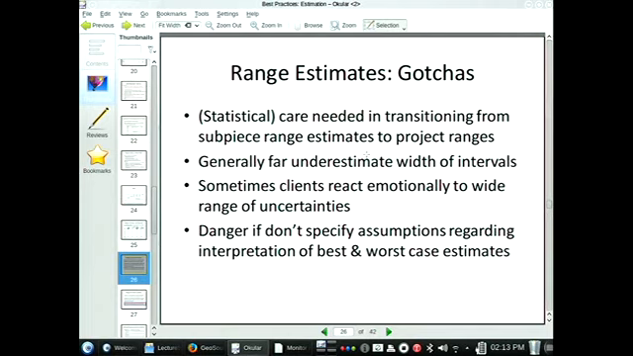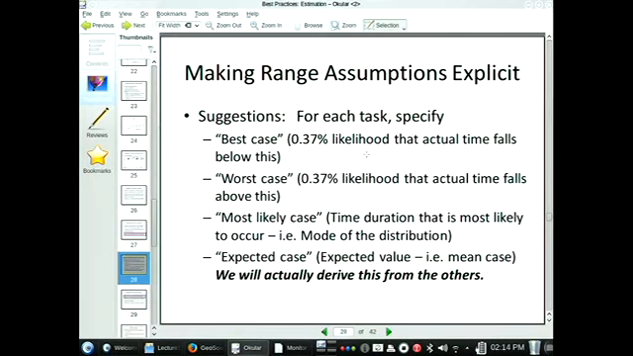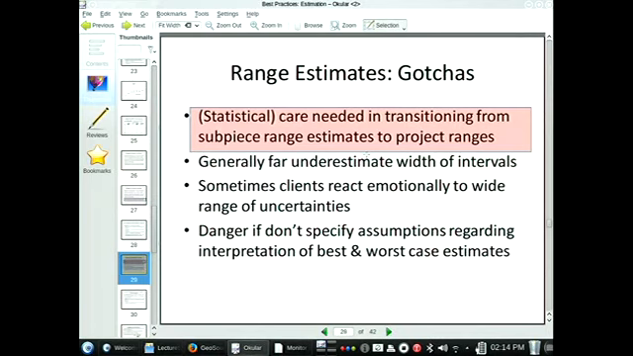In any case, range estimates often underestimate the width of intervals. In past years, I would have gone through this in gory detail, but I want to talk about this at a high level and get you familiar with the basic ideas without spending a huge amount of time on it. So basically, for each subtask, remember, you're taking the overall task and dividing it into subtasks. You should specify a best case where it's less than 1% chance the actual number will fall below it, a worst case, less than 1% chance will fall above that, and a most likely case that you think. And then an expected case will actually be derived from these others automatically, rather than being explicitly given. There's some statistical care associated with this that I may touch on in the closing minutes here.